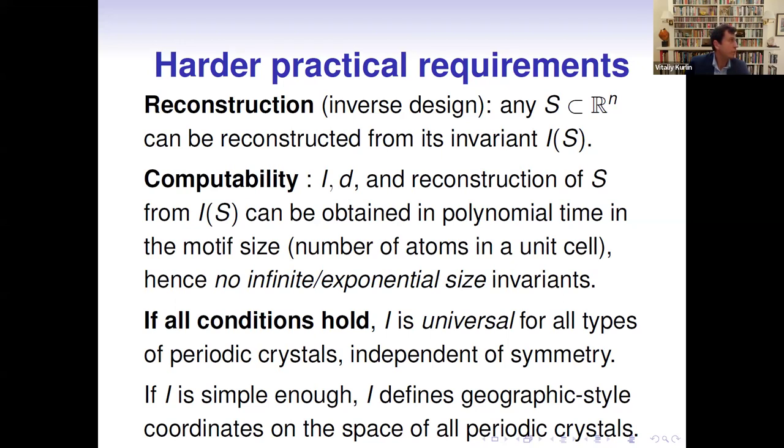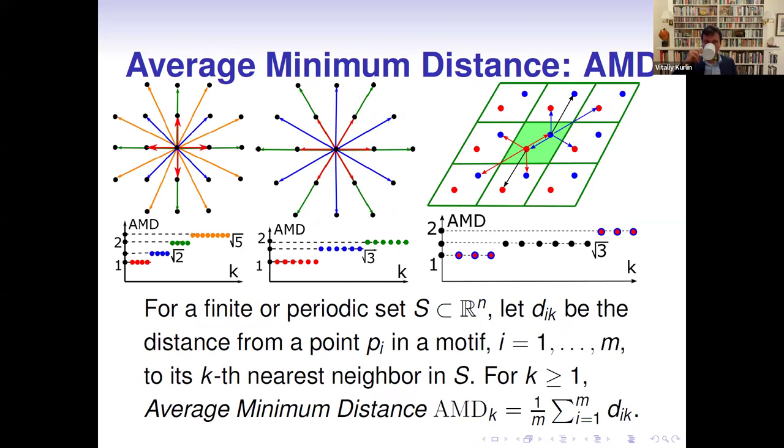Half an hour more to now discuss specific invariants that satisfy some of these conditions, almost all of them, but not yet exactly all of them. So the first construction, first invariant, which is simple enough, is average minimum distance. Here you see three examples: a square lattice, a hexagonal lattice, and the honeycomb periodic structure, modeling, for example, graphene or similar two-dimensional materials.